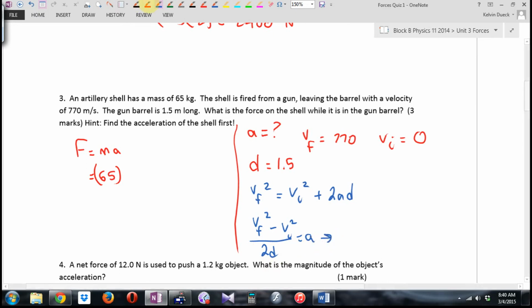So I think the acceleration is going to be VF squared, 770 squared minus 0 squared, all over 2 times 1.5. By the way, based on what you know of cannons and bullets and artillery shells, are we expecting a small acceleration or a big acceleration? What do you think? Yeah, I think really big.